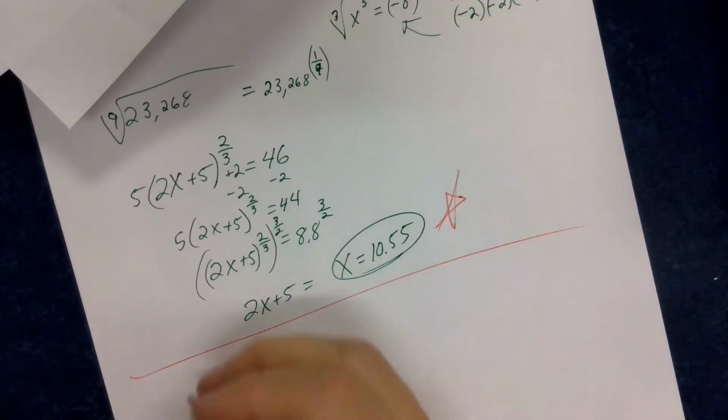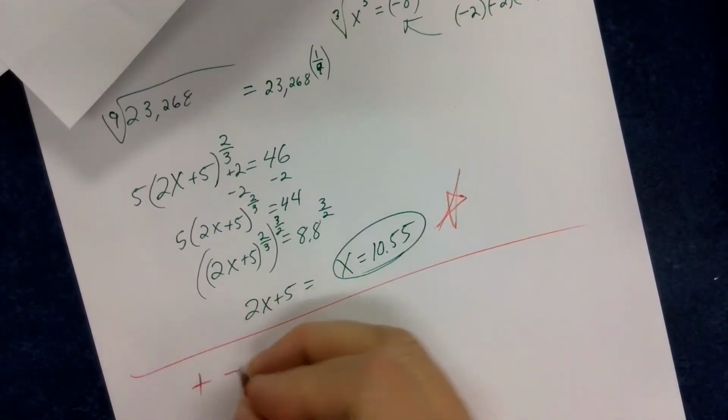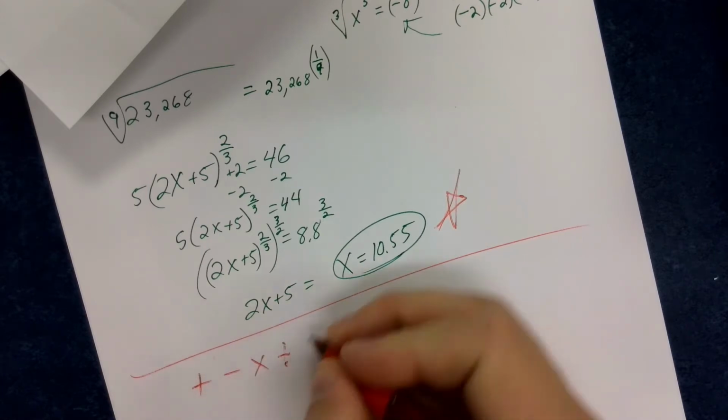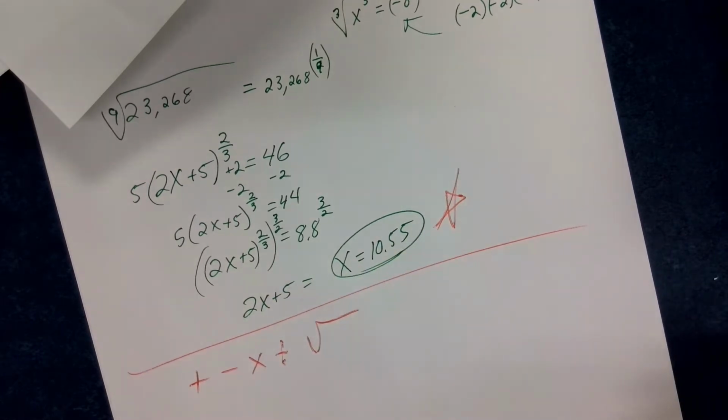You have to be able to add, subtract, multiply, and divide radicals.